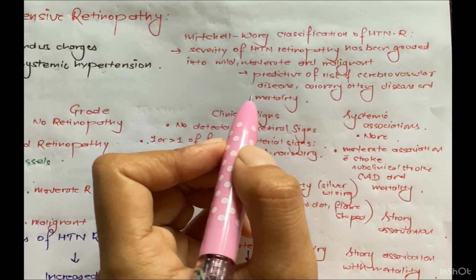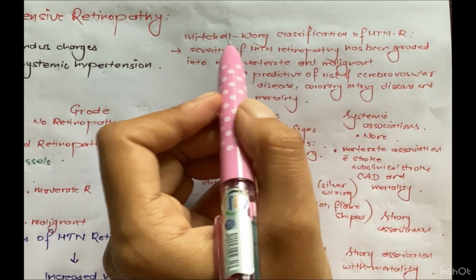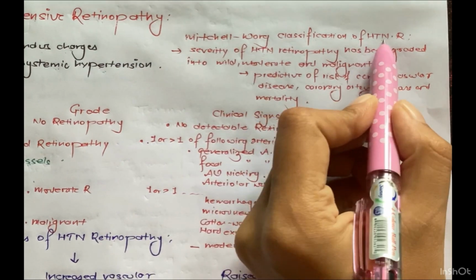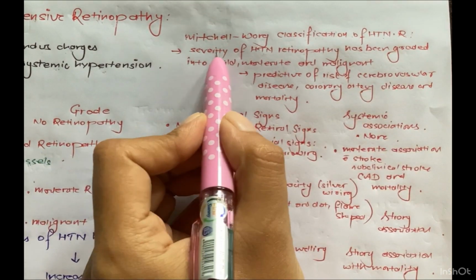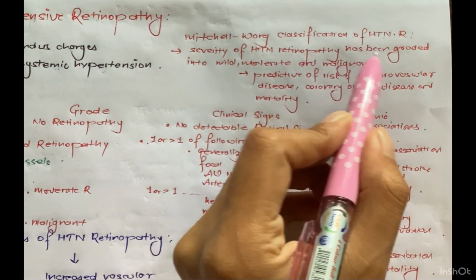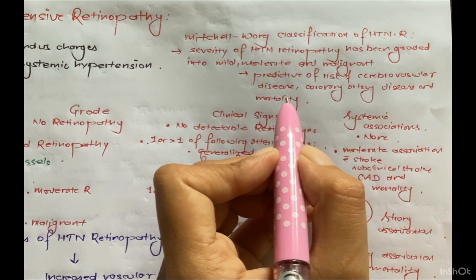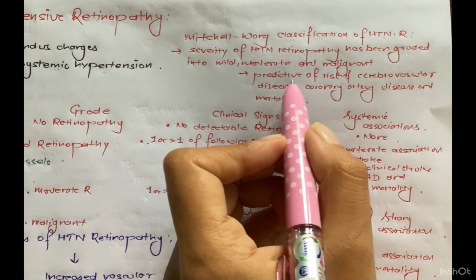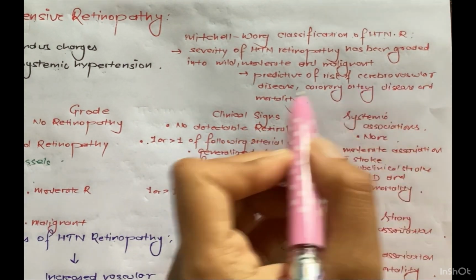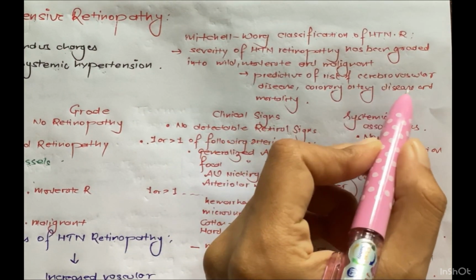Now moving on to the classifications. First of all, Wong and Mitchell classification of hypertensive retinopathy. The severity of the hypertensive retinopathy has been graded into mild, moderate and malignant. And the severity helps in the prediction of risk of cerebrovascular diseases, coronary artery diseases and mortality.